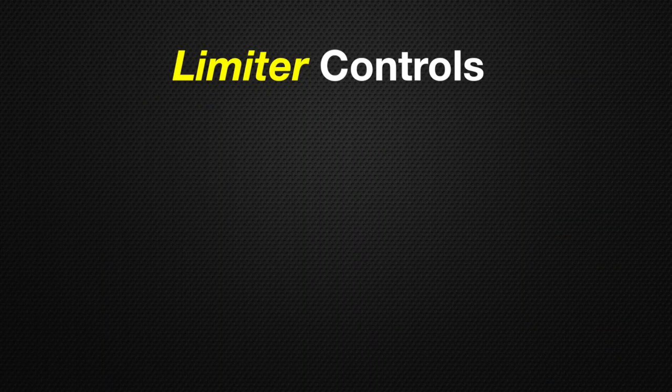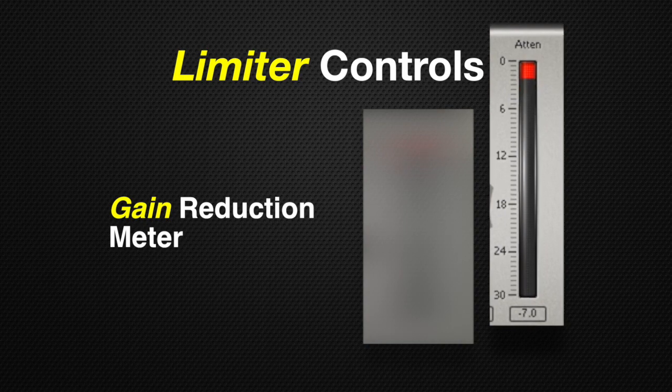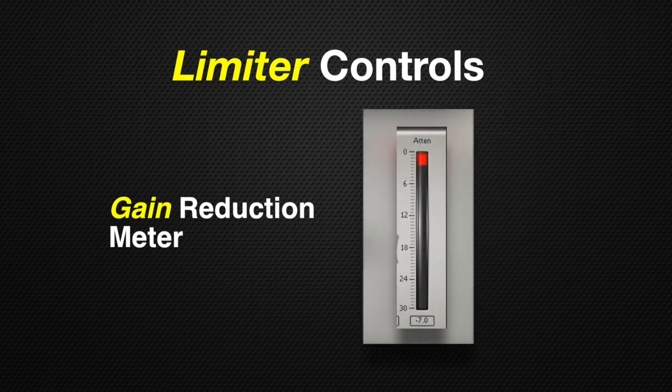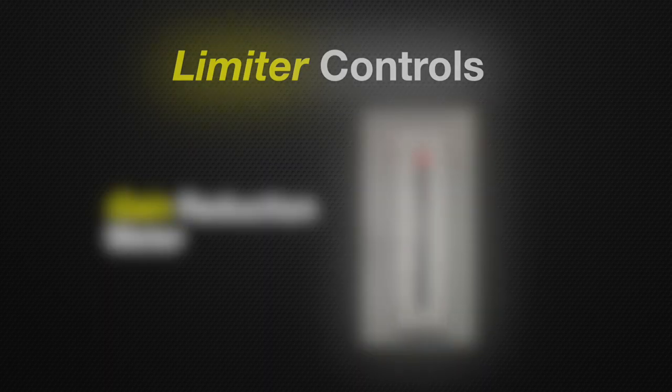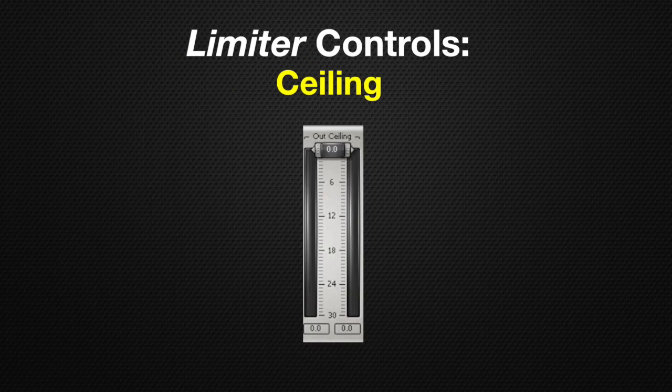It's also important to take note of the attenuation or gain reduction meter, which shows you how many decibels the limiter is limiting. So when we reduce the threshold, the limiter is working harder to ensure that no audio is getting past the threshold. Next is the ceiling.